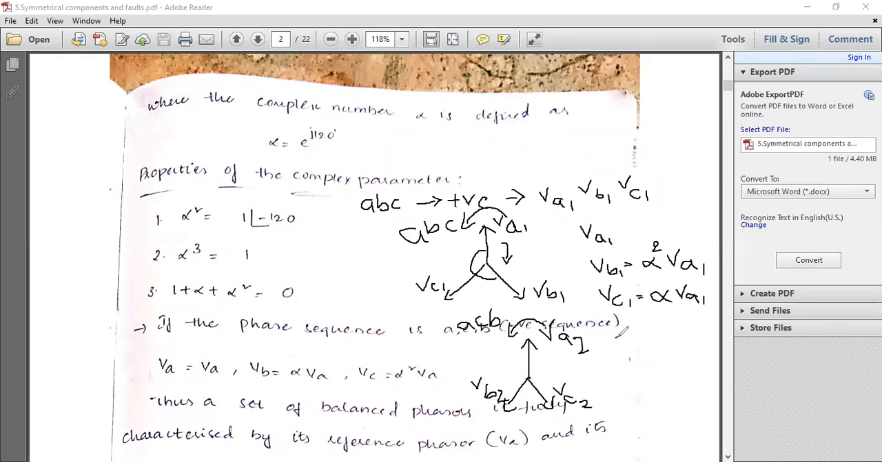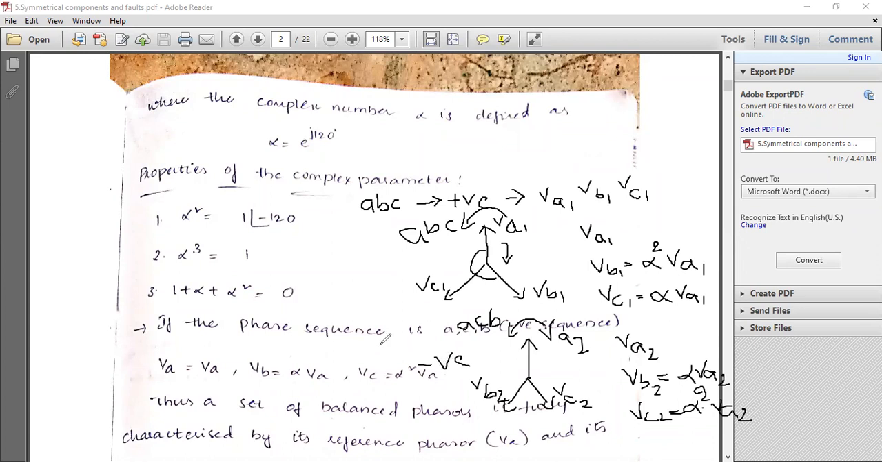Again, if you are considering VA2 as a reference, if you want to express VB2 and VC2 in terms of VA2, now VB2 is equal to, you should go in this direction, not in this reverse direction. So VB2 is equal to alpha into VA2. Similarly, VC2 is equal to alpha square into VA2. So this is positive sequence and this is negative sequence.